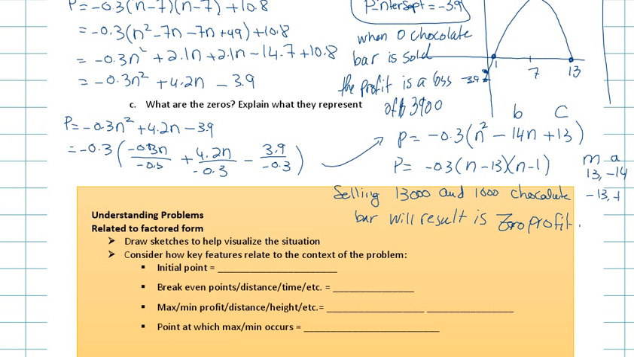7,000. So you're looking at that vertex point, right? What's your break-even points? 13,000 and 1,000, right? So you have to first sell 13,000 chocolate bars and 1,000 chocolate bars to break even. Break even means make no money, okay? No lose, no make, no lose, okay?